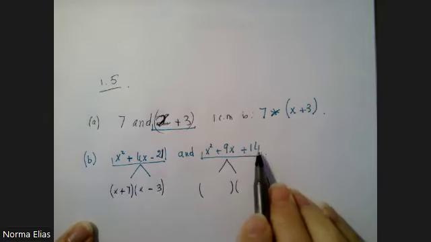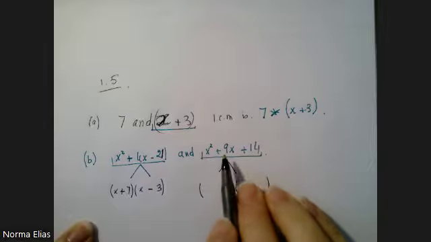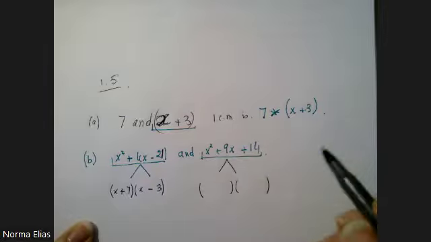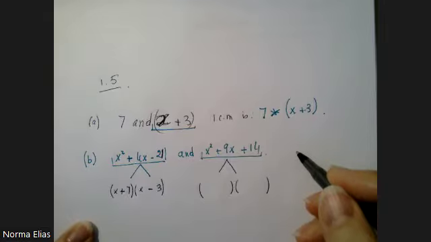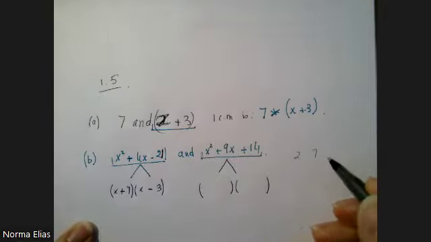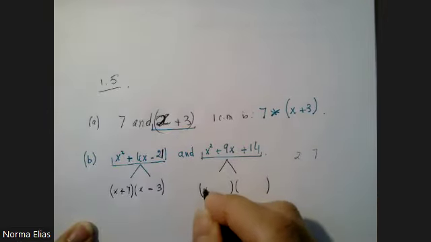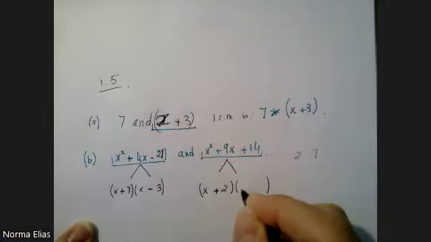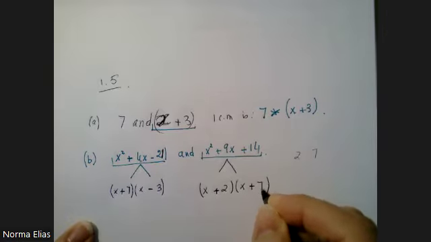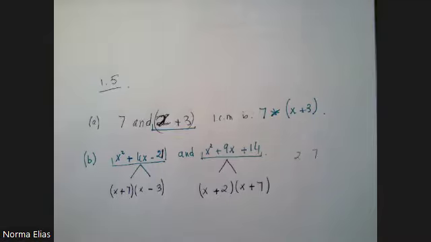Two numbers, multiply them, you get 14. Add them, you get 9. So 14, it's most probably 2 and 7. So we're going to write it x plus 2, x plus 7. So we start by factoring each expression.